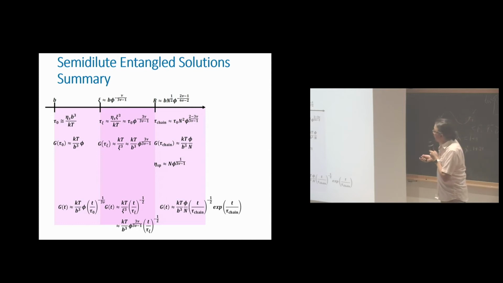Okay, so this is the unentangled solution. I'm sorry. This is a summary of different properties at three different length scales, and this is the relaxation time and the modulus at the given time and length, and then this is viscosity. And in between you have the Zimm relaxation modulus, the Rouse relaxation modulus, and with exponential cutoff.